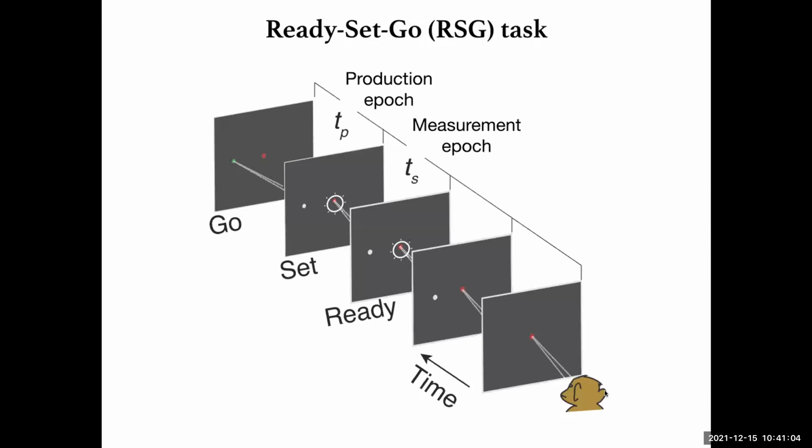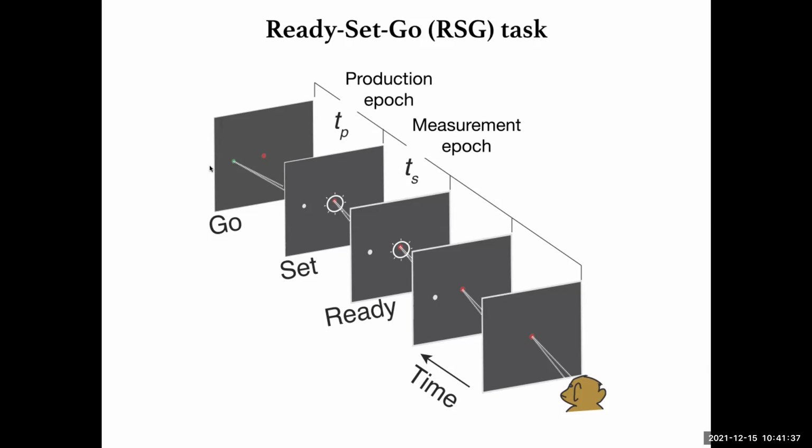To investigate this question, I used a task in monkeys called the ready, set, go task, and the task goes as follows. We ask monkeys to fixate a central computer screen, and we present two sequential flashes of light to them. The first flash is the ready flash, and after some time called the sample interval TS, comes the second flash, which is called the set flash. After the set, the animal has to wait some amount of time before initiating an eye movement towards the target, which can be located either left or right of the fixation point.